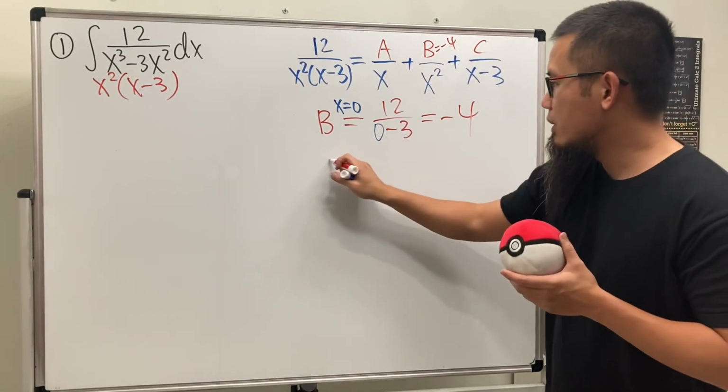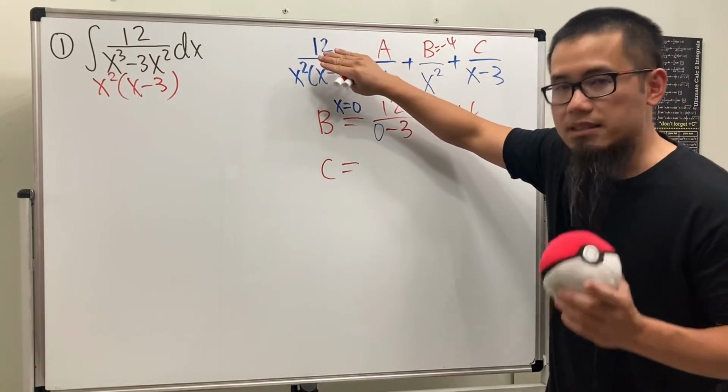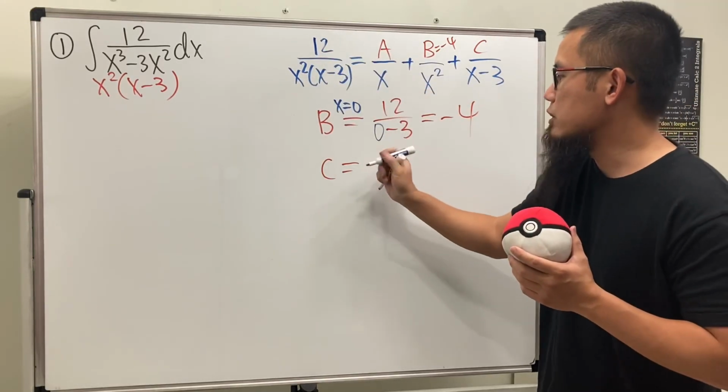Now for c, this is going to be, well, come here, cover this up, when x is equal to positive 3. So let me just put that down real quick.